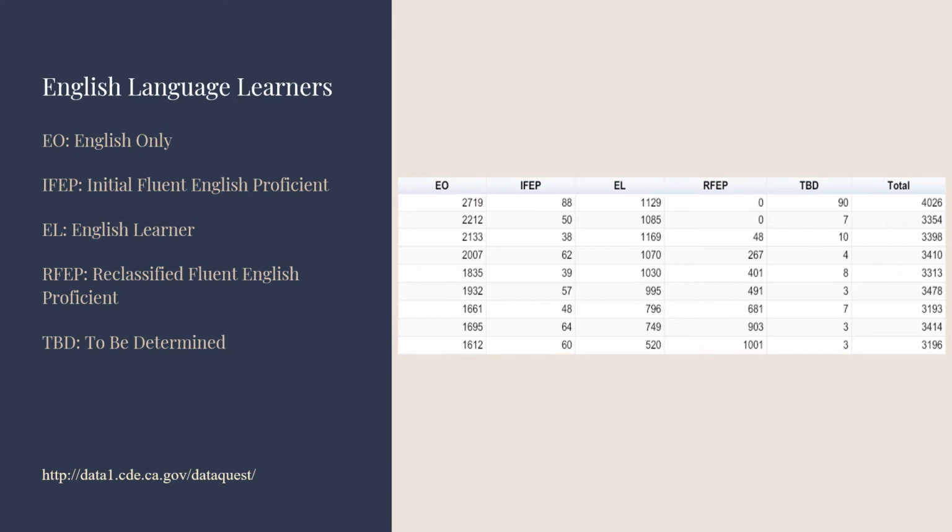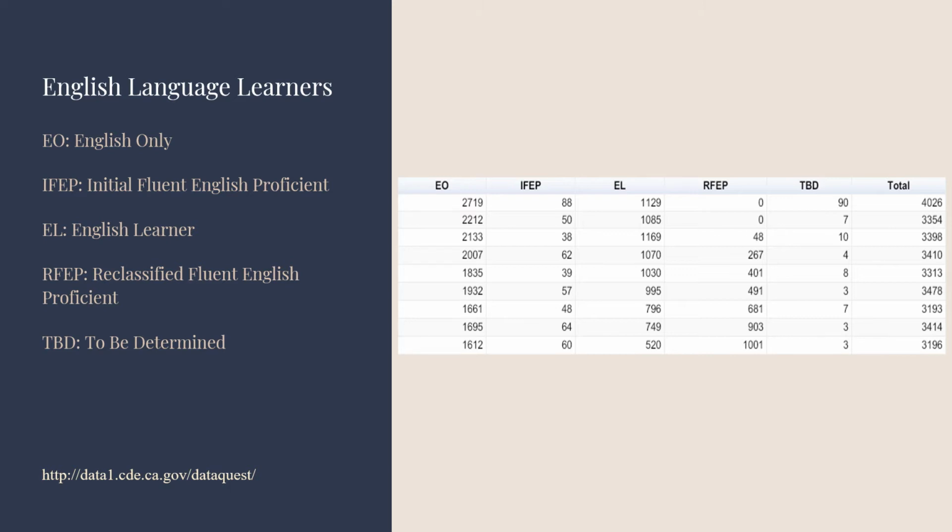This slide talks about English language learners, which is a big portion of the Bakersfield City School District's population. At the top of the chart, you'll see EO, IFEP, EL, RFEP, TBD, and total. So the first line starts with kindergarten and it goes all the way down to 8th grade. EO stands for English only. IFEP is initial fluent English proficient. EL is English learner. RFEP is reclassified fluent English proficient, and TBD is to be determined.